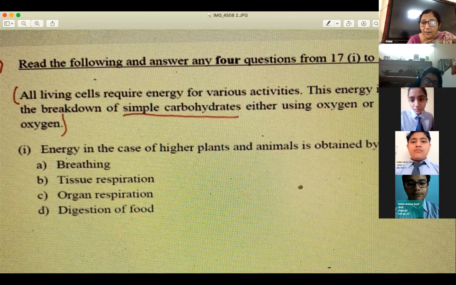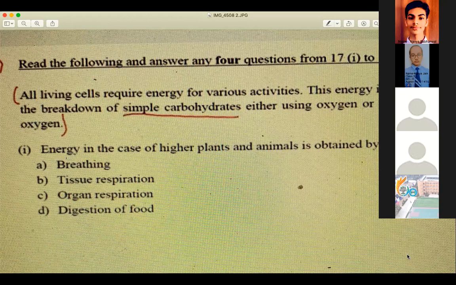ओके. अब रेस्पिरेशन में अगर बच्चे ने चूज कर लिया टिश्यू रेस्पिरेशन, यहाँ दो चीजें दी हुई हैं चिल्ड्रन. Two things are given here: tissue respiration also, children, and organ respiration also. So why haven't you chosen organ respiration, Riddhi? Riddhi?